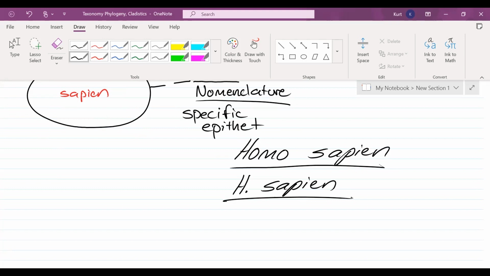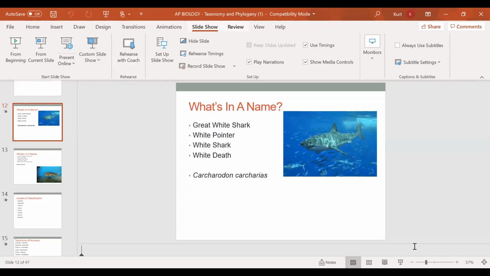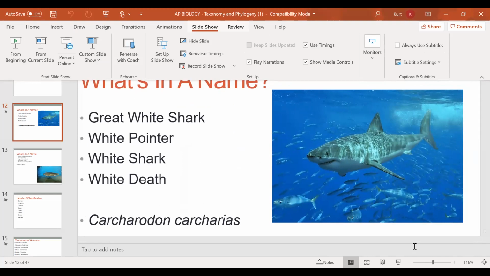Also, if you go around the world, there are multiple common names for the same creature. For instance, here's a great white shark. It has the common names great white shark, white pointer, white shark, white death. But it only has one scientific name, Carcharodon carcharias.